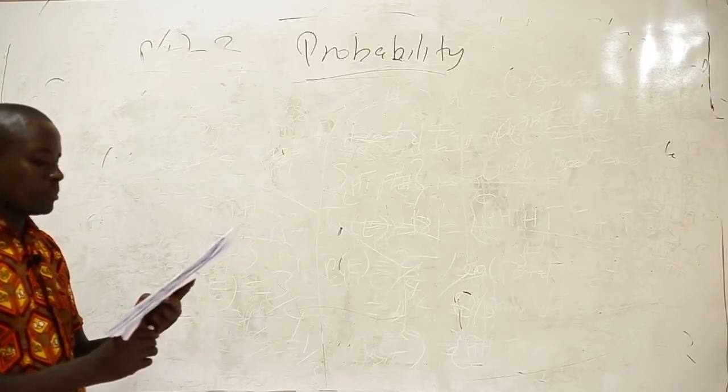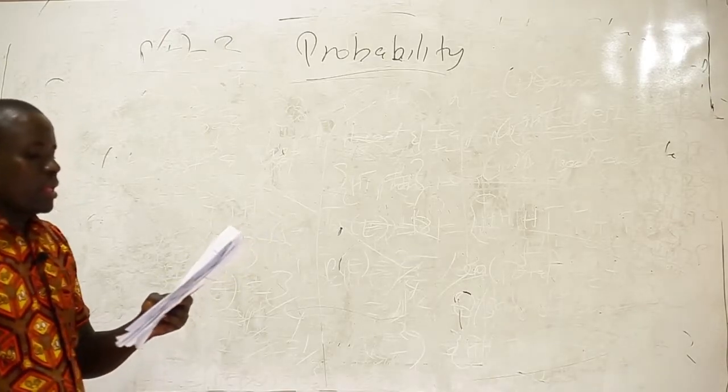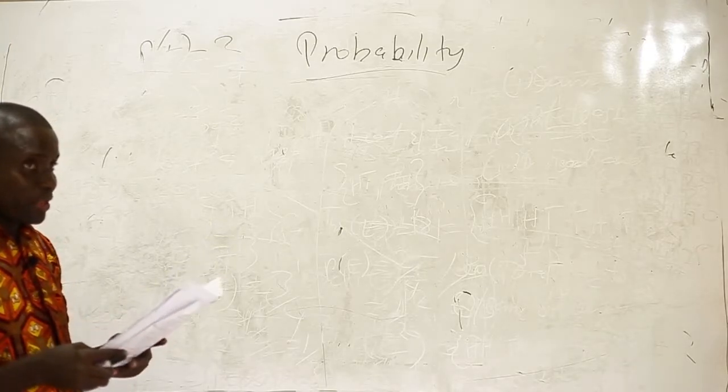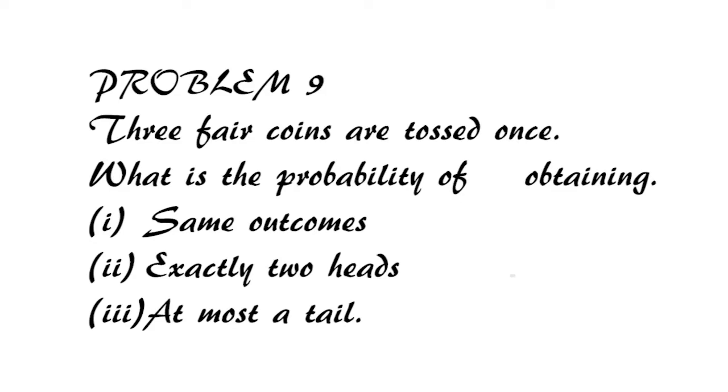Yes, we are on problem 9. Problem 9. 3 fair coins are tossed once. That is in your sheet. Read it. 3 fair coins are tossed once. What's the probability of obtaining (i) exactly 2 heads, (ii) at most a tail?